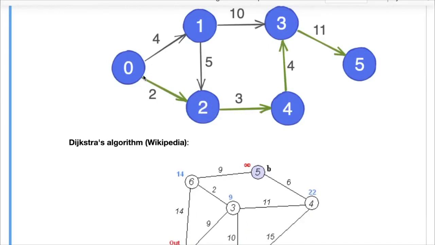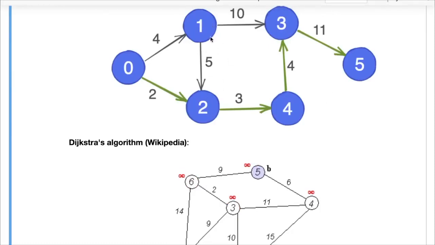Now, because we know that 0 to 2 is a direct shortest path, we can update the distance for 4. That 4 could be at a potential distance of 2 plus 3, 5, or there could be a shorter path. So we've not yet added it. We'll just update 4.